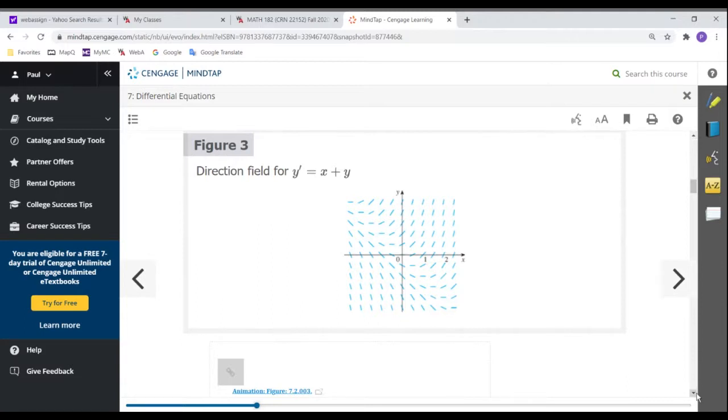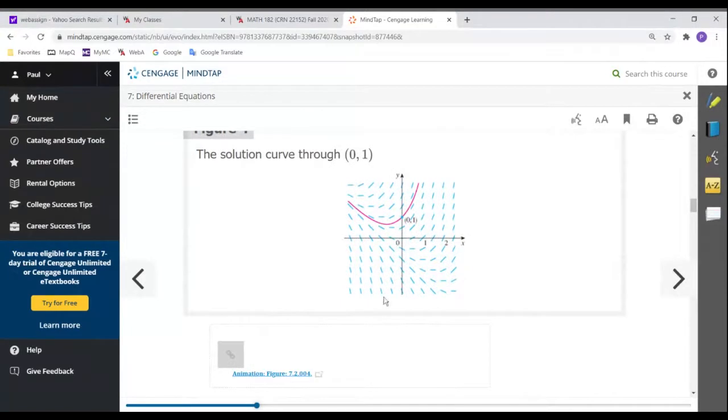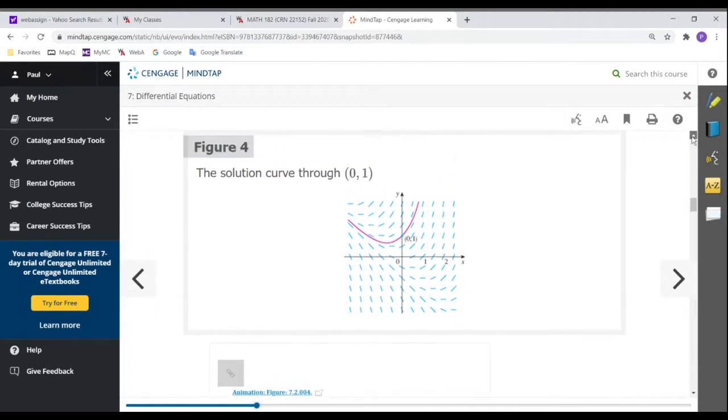And in figure 4, they show the direction field, but they also have a solution curve on the direction field. And you notice the solution curve. That's the solution curve for the initial value problem where y prime equals x plus y, and y(0) equals 1. So the red solution passes through (0, 1).